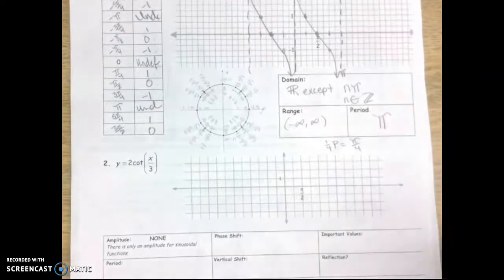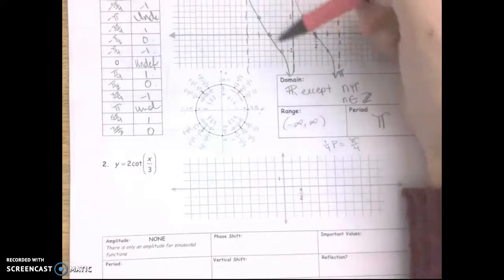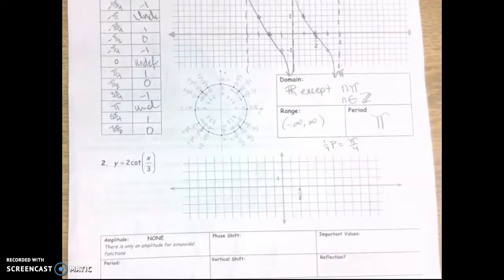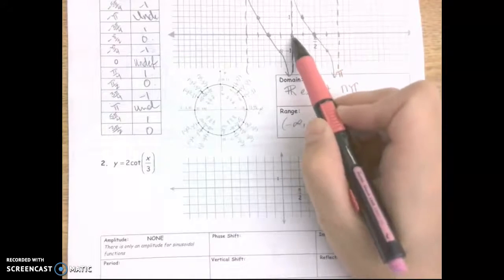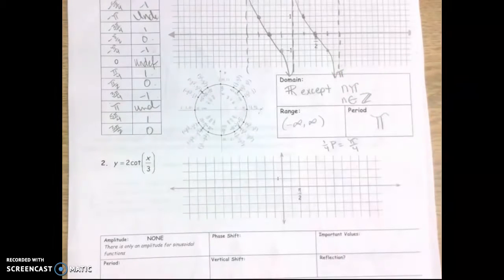This is cotangent. When you compare them, it is a negative tangent function with a phase shift. So remember, tangent always has that center on the y-axis. Cotangent backs up to the y-axis.